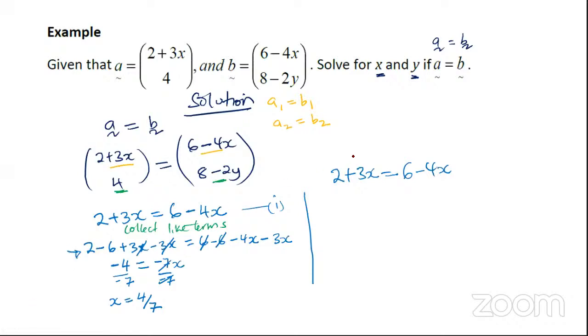When we are collecting like terms, for example, we first start by bringing the 6 to this side, with the 2. So for us to bring the 6 to this side, we subtract it on both sides. Okay? So we shall say 2 minus 6 plus 3x is equal to 6 minus 6 minus 4x.